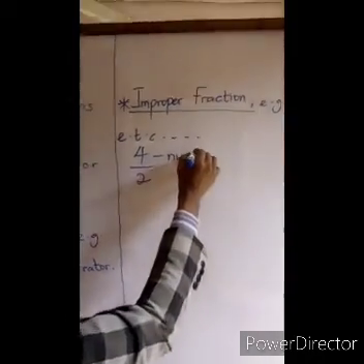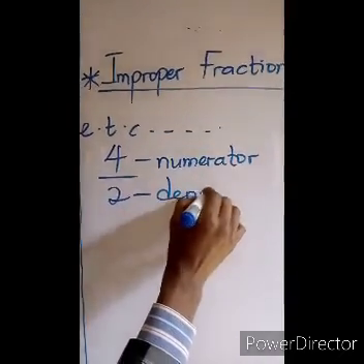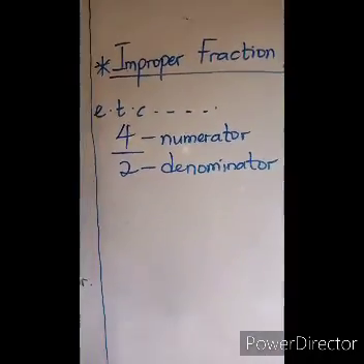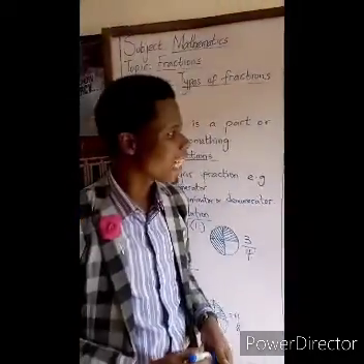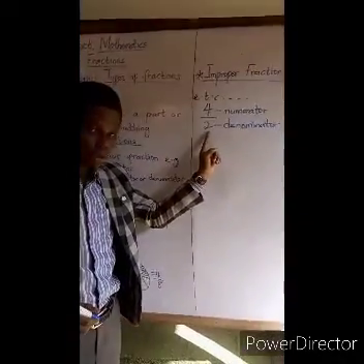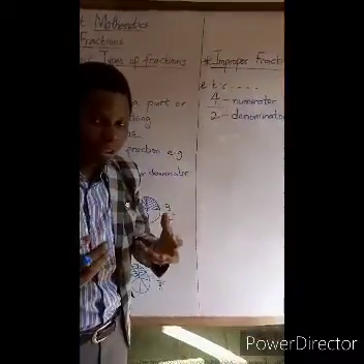Now, going back to improper fraction, it is a fraction whereby the numerator is bigger than the denominator. The numerator is bigger than the denominator. When I say numerator, for viewers at home, what I mean is that the top number is bigger than the bottom number. I don't need to write the explanation on the whiteboard. With what I'm saying, you can get it yourself.